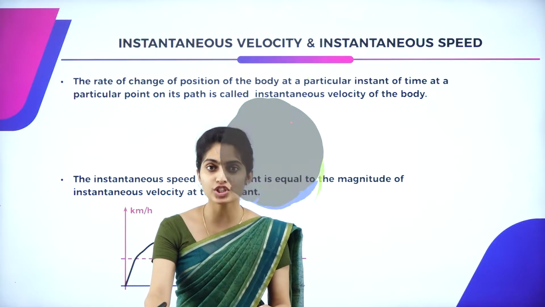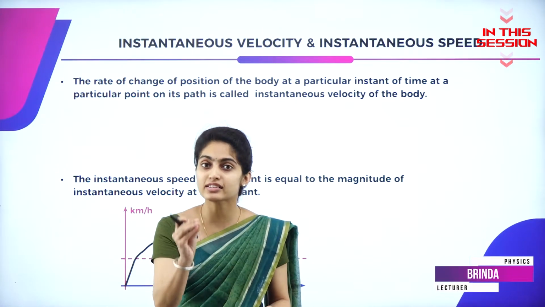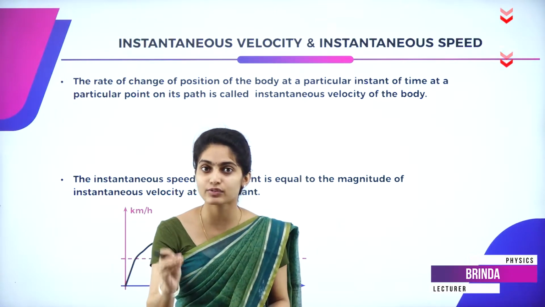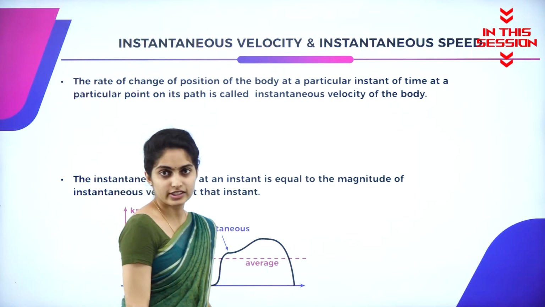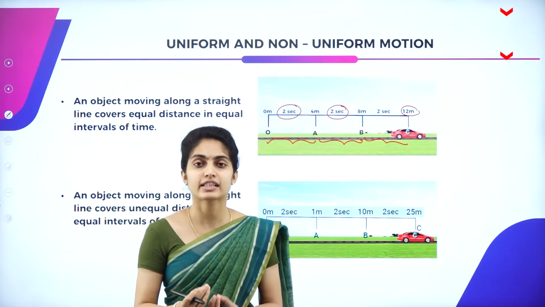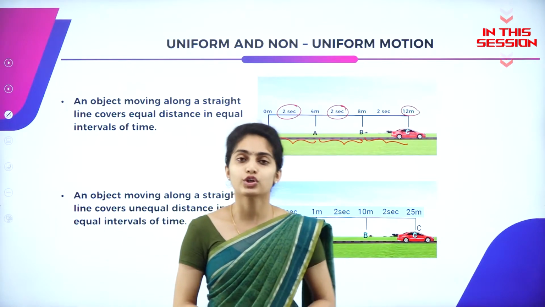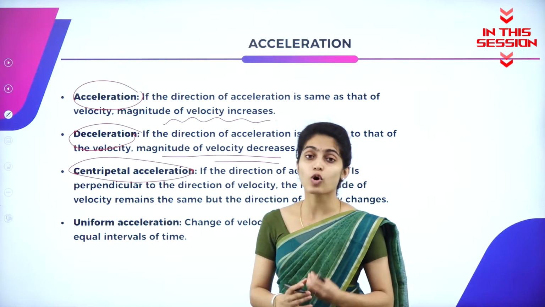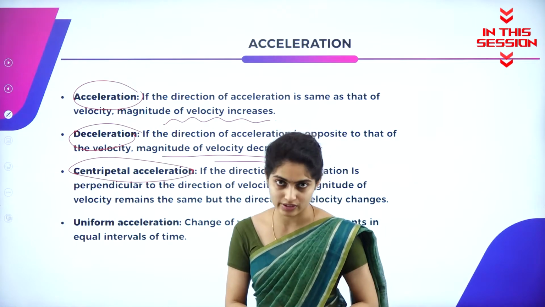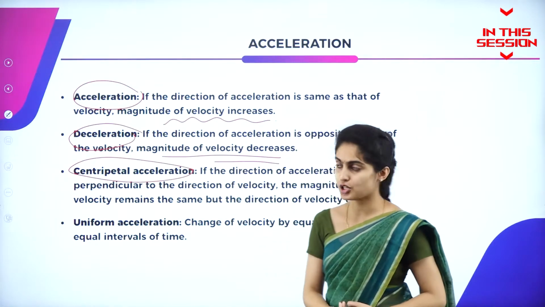The change in position of an object with respect to time at a certain instant, at that specific instant, is said to be instantaneous velocity. Equal distance in equal interval of time, such a motion is called uniform motion. The direction of acceleration is opposite to the direction of the velocity. When this is the case, it is said to be deceleration.